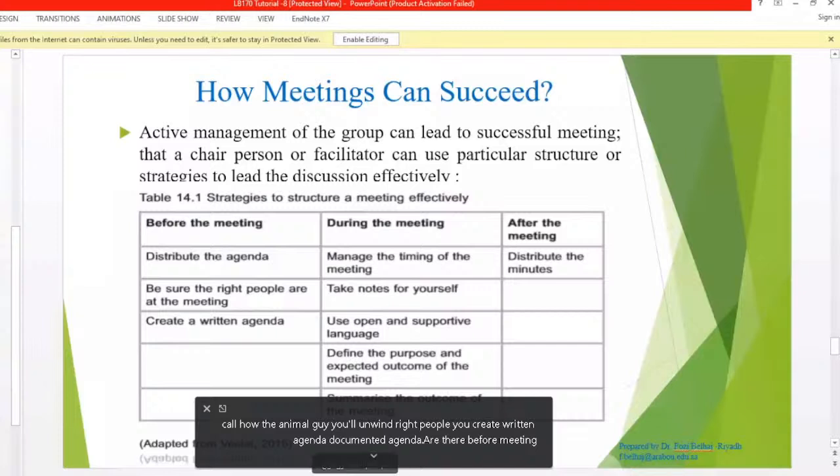During the meeting, what you need to do is watch the time of the meeting. Everyone has their allotted minutes. Okay. You take notes for yourself. Use open and supportive language, be open to questions for example, and support other participants.